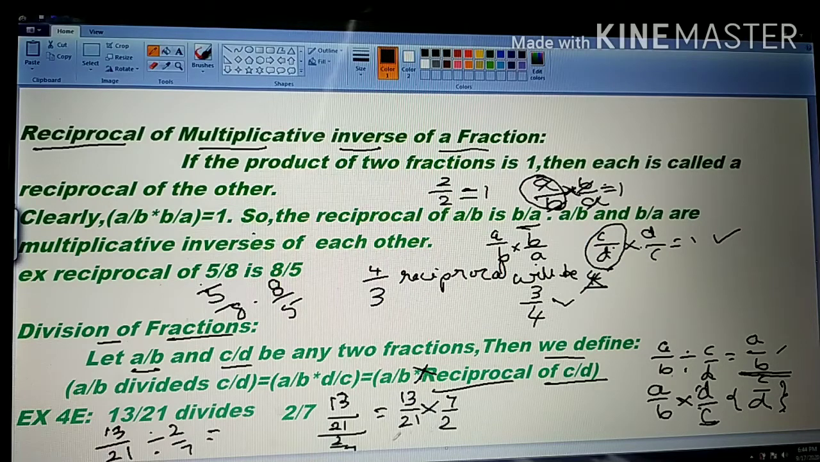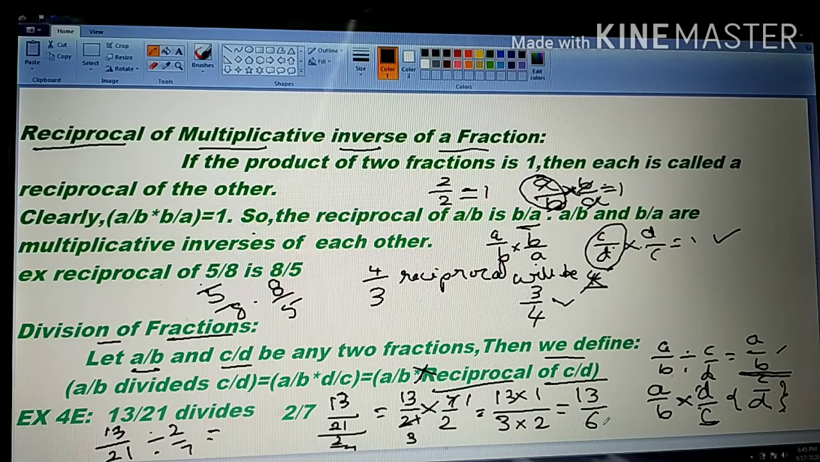Now see, we can cancel any terms. See here, 7 ones are 7, 7 threes are 21. What you get here, 13 into 1. Here 7 cancelled, you get 1. So 13 into 1. Here 21 will be cancelled with 7. You will get 3 into 2. What you get here, 13 ones are 13 and 3 twos are 6. Like that you have to solve division of fractions.